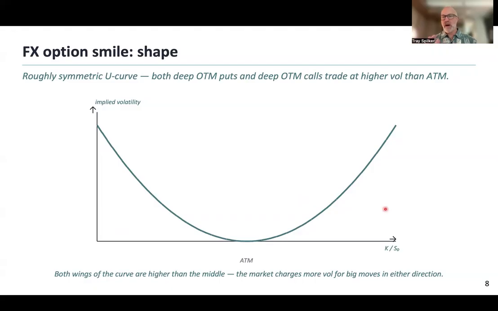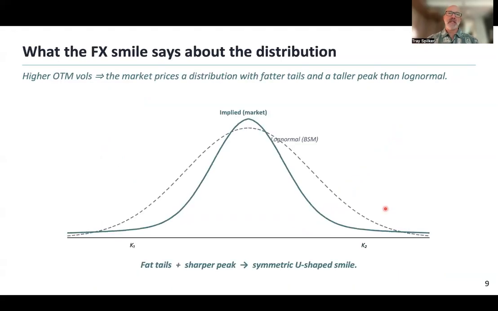So, we'll see in a moment that this symmetry breaks down a little bit in practice. There's almost always some asymmetry driven by carry trade flows or central bank intervention. But as a first approximation, this smile looks like a U shape here. And so what does the smile tell us about the distribution of, in this case, spot prices in the market?